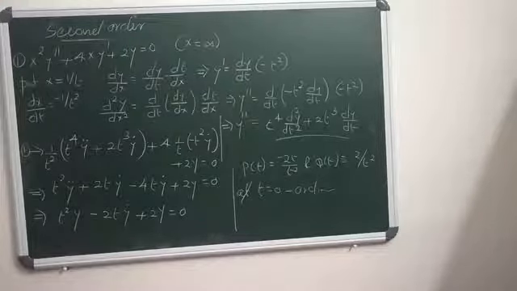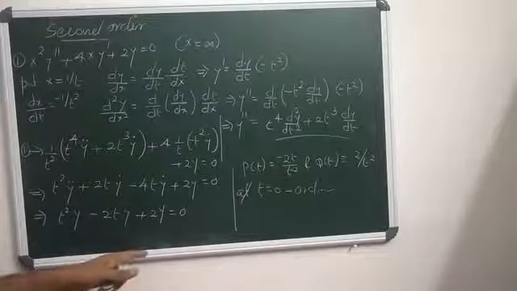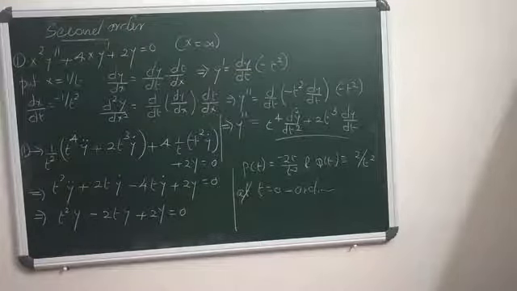Clear? So t equals 0 is not analytic, hence consider t minus t naught into p of t, that is minus 2, and t minus t naught whole square into q of t, that is 2. Hence t equals 0 is a regular singular point. That means x equals infinity is a regular singular point. Clear?